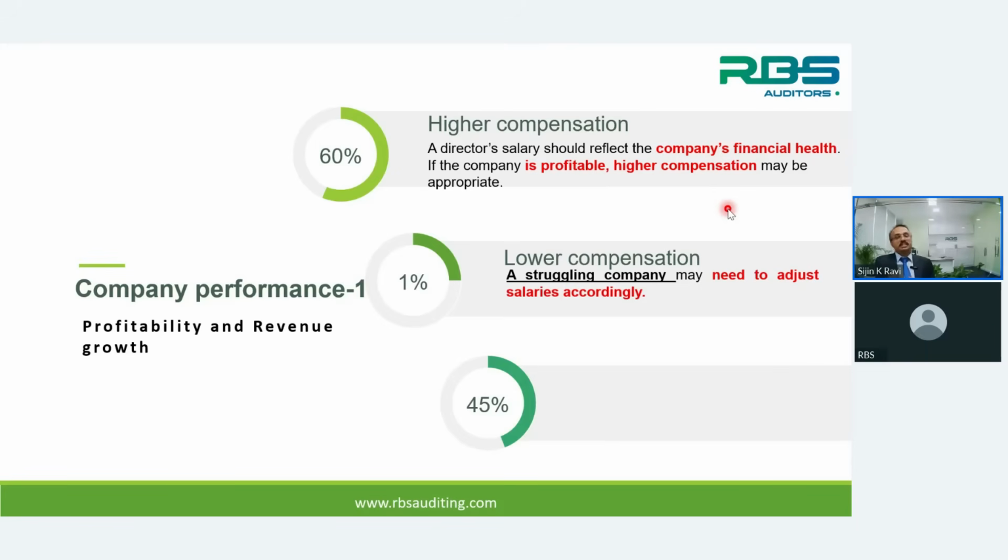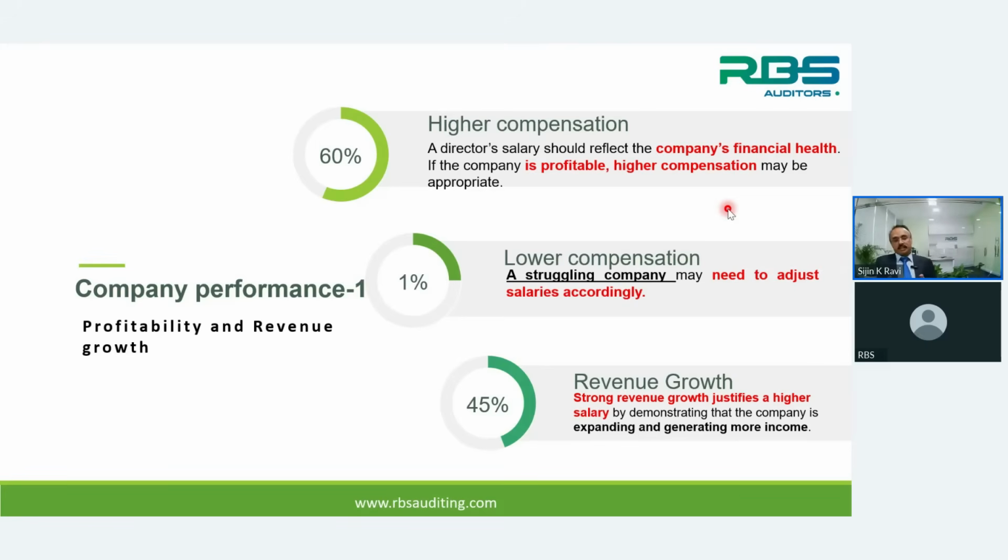So whatever percentages I have mentioned, 60%, 1%, 45%, this is not the standard. Just for reference purposes, I simply put them, it's not a standard. It's for reference purposes only. And for example, revenue growth, strong revenue growth justifies a higher salary by demonstrating that the company is expanding and generating more income, or they are expanding to a different location, and all these things.